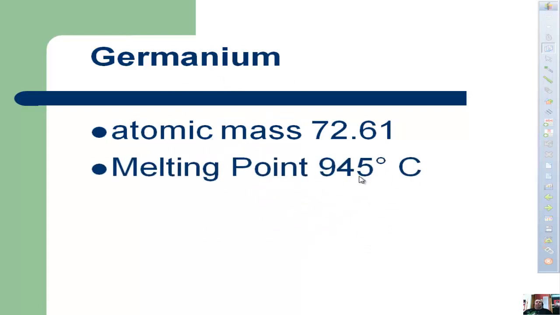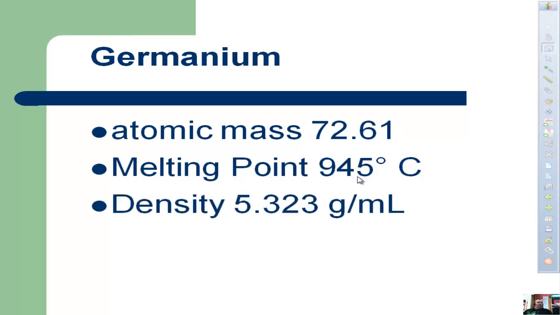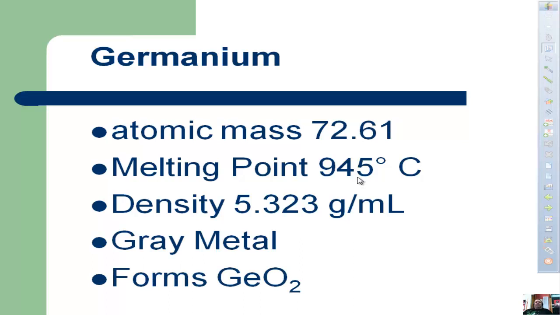Well, the actual melting point is 945 degrees Celsius. He said it would have had a density of about 5.5, when in reality it's 5.323. He said it was going to be a dark gray metal. It was indeed a grayish metal. And again, he said ESO2, well, when germanium reacts with oxygen, it forms GeO2, again in that 1:2 ratio.